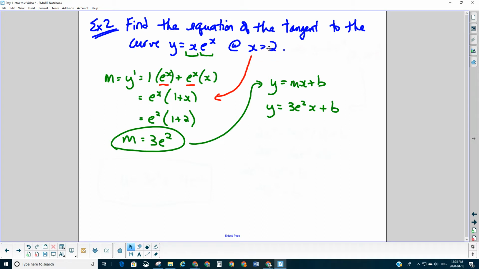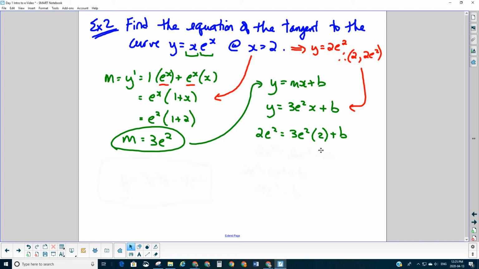Well, remember, we're going to take the x and sub it into the original function. So we're going to take this 2 and plug it in here, so this becomes 2e to the 2. When we plug 2 into the function, we get 2e squared. The actual coordinate then is 2, comma, 2e squared. And that's a point, and that point can be subbed into the equation. So the y value is 2e squared, so that goes in there. The x value is the 2. The slope is 3e squared. There's my equal sign, 3e squared, plus b, which I'm trying to figure out.